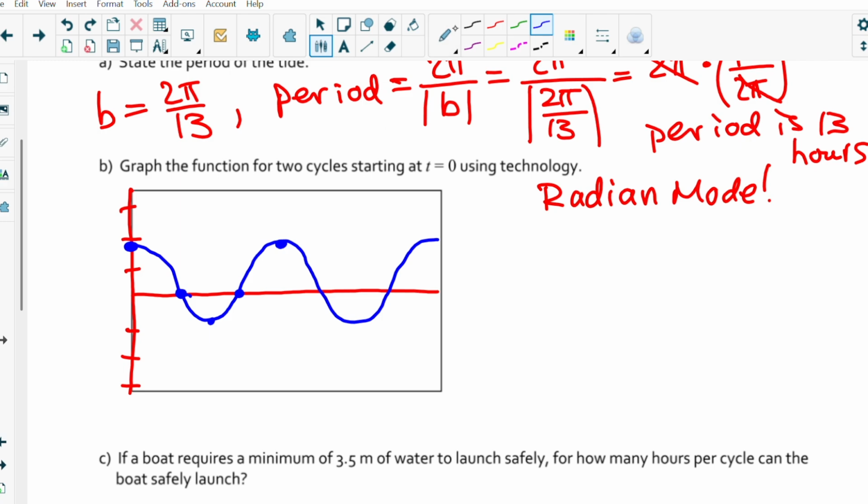I should do this. This is gonna confuse you, so I'm gonna erase this red line for now. I'll draw it in later. That's for a different part of the problem. Okay. So that's my sinusoidal graph.